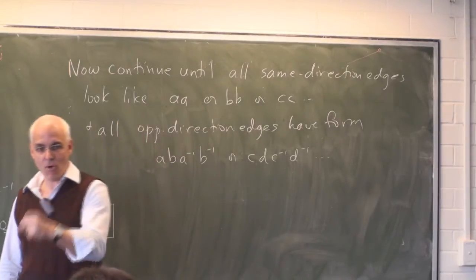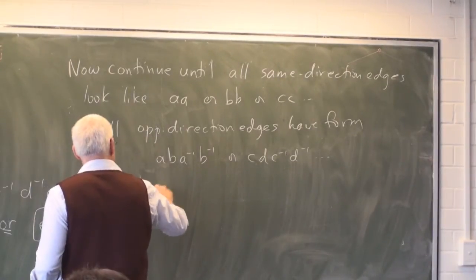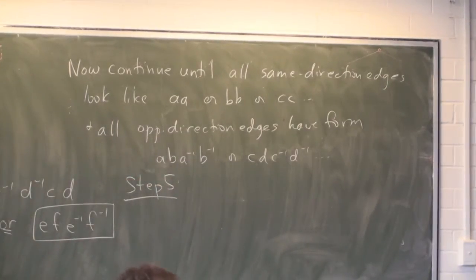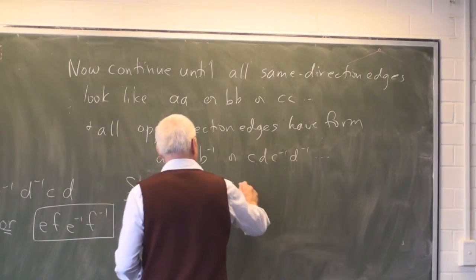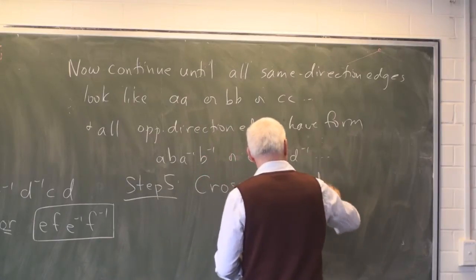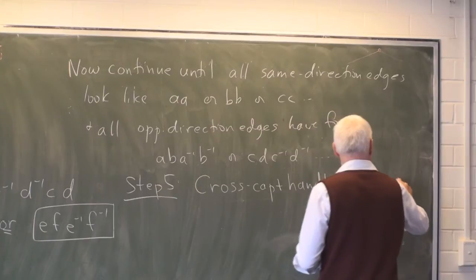So we need one more idea, a trick, a very lovely trick. So this is our final step. Step 5 is to prove that a cross cap plus a handle is the same as 3 cross caps.